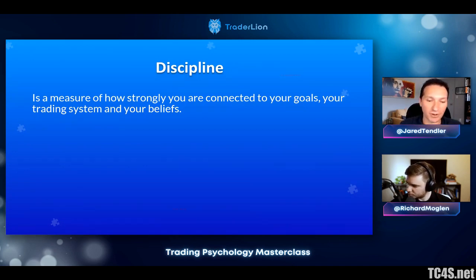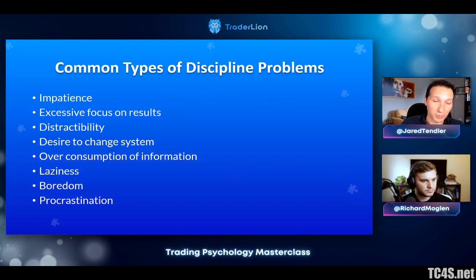How strongly connected you are to your process, right? So you think about people who are the most disciplined, they are very, very strongly connected to ideas, to their processes, to their routines, to their convictions. And that's what makes them mentally strong. That's what makes them disciplined, right? The discipline is automatic.